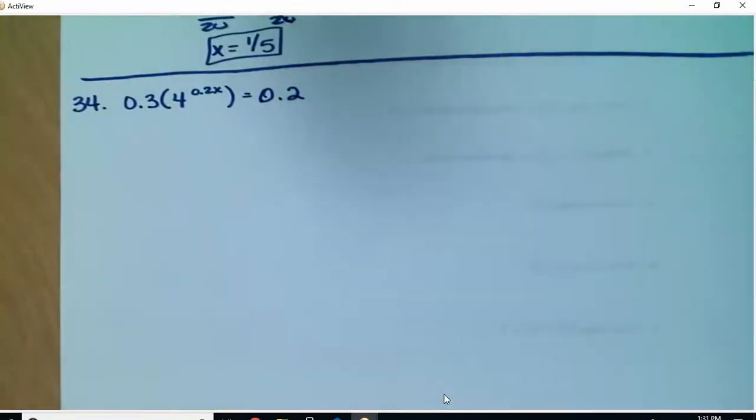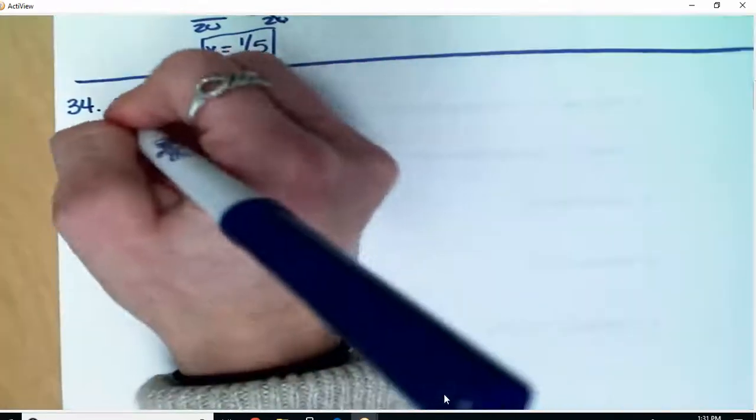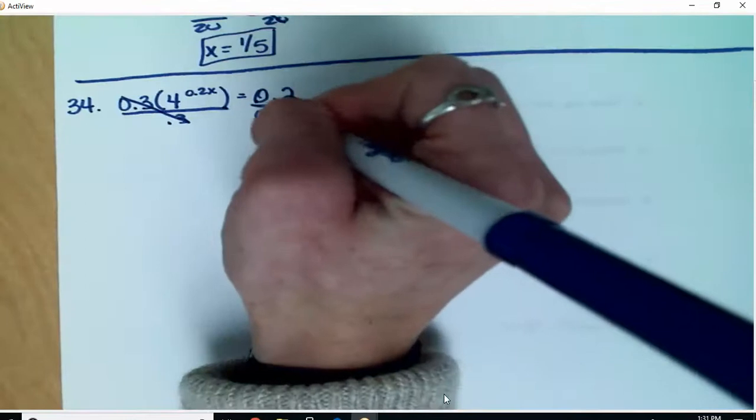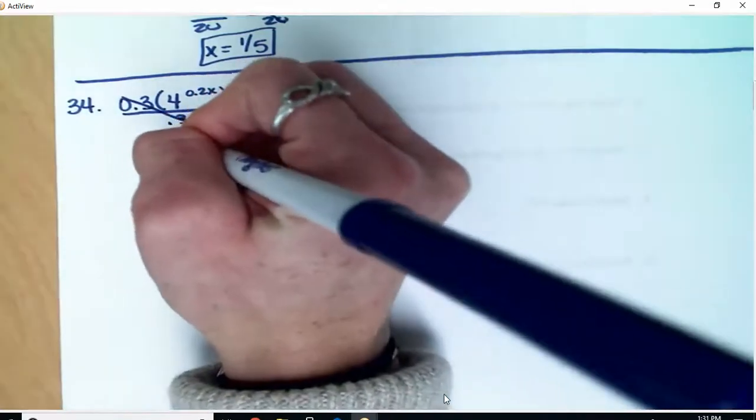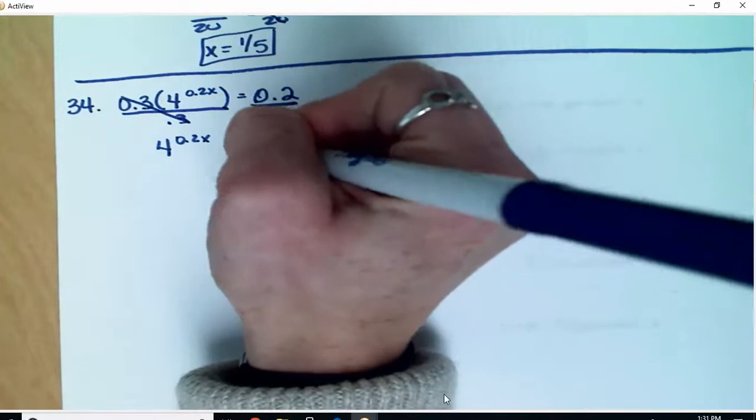Okay, can I take the 0.3 times my 4? No. Order of operations, you have to do exponents before you multiply. So I can't multiply those, but what I could do is divide by my 0.3. So I get 4 to the 0.2x equals 0.2 over 0.3, or that's equivalent to 2/3.